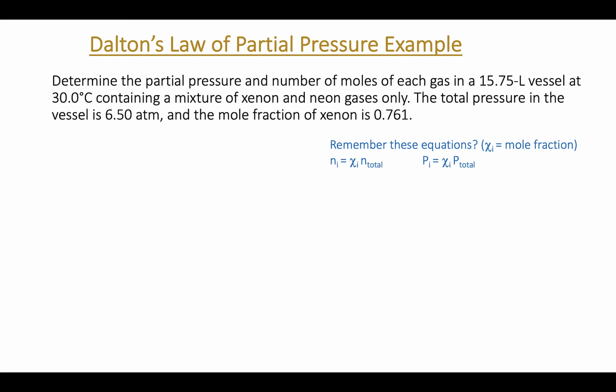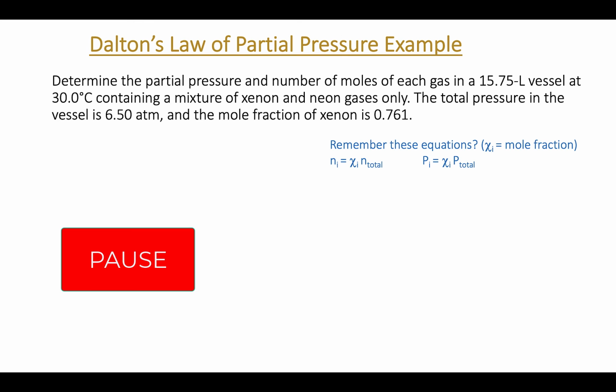So we have a mixture again, and we want to determine the partial pressure and number of moles for each gas in the following vessel, which contains a mixture of xenon and neon. We have the total pressure, and we have the mole fraction of one component. So the question is, how do we determine basically the mixture? We want to know the number of moles of each gas and the partial pressure of each gas, and all we're given here is the mole fraction of the first gas, and in addition we have the overall pressure, volume, and temperature of the system. Do pause and give it a try.